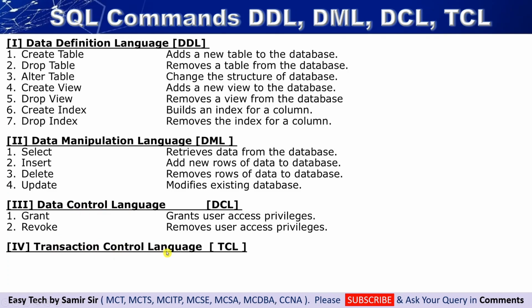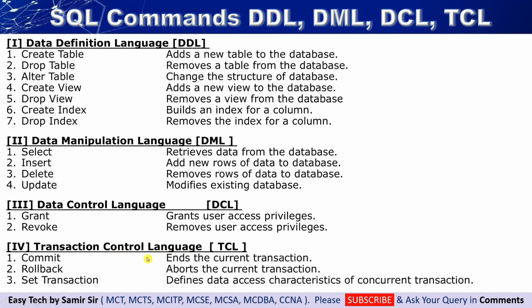Next comes transaction control language, TCL. Commit: when you want to do certain transactions in some orderly steps, we issue a commit statement which ends the current transaction. Rollback is used to abandon the current transaction, and set transaction defines data access. Now these are some of the high-level programming functions used to manipulate multiple data and tables in a program. This is out of the scope of this current course. Probably in an advanced course we may talk about TCL and DCL in future.